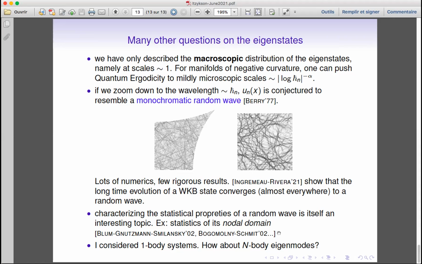And finally, I mentioned that everything I told you about is about a one body system, one particle in the billiard. Of course, what happens when you take n particles and you try to start to couple them is another matter. All right, thank you for your attention, and I'm ready for questions, if any.